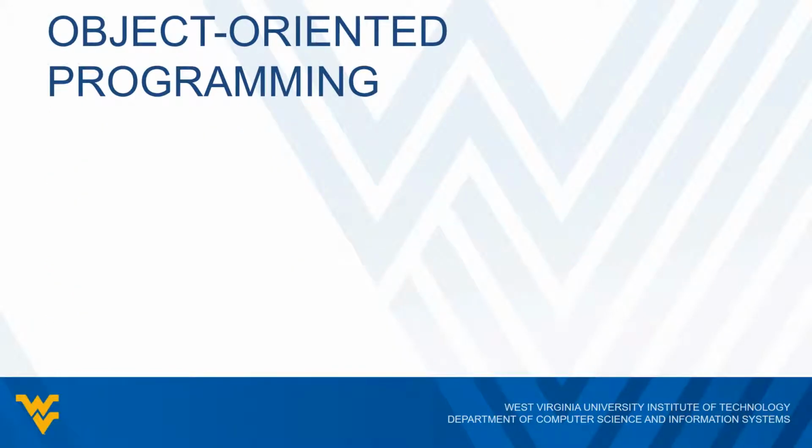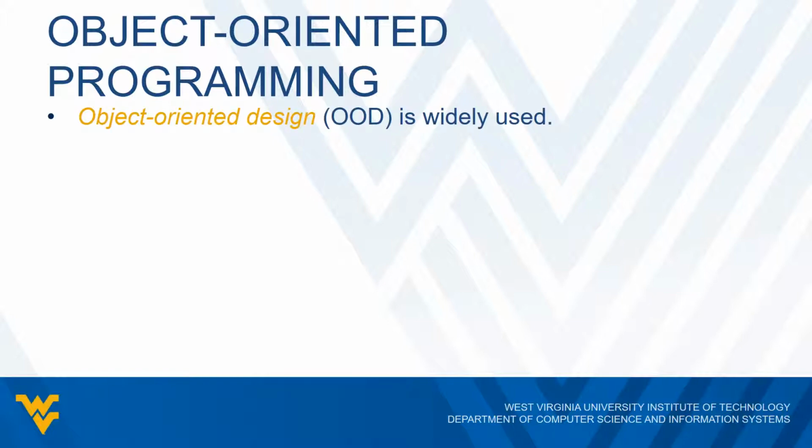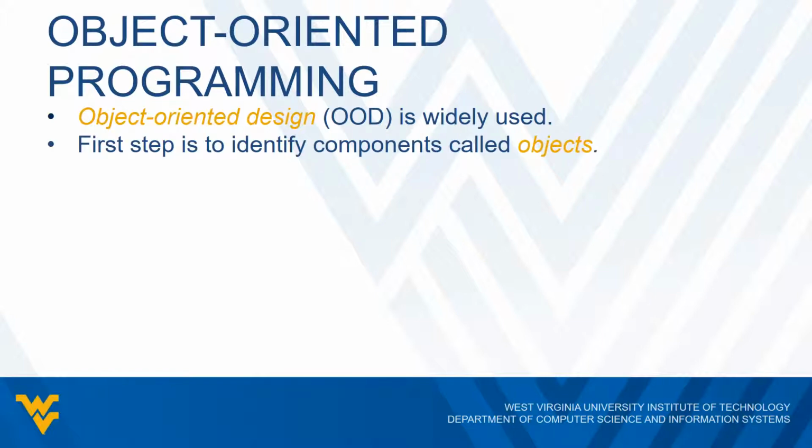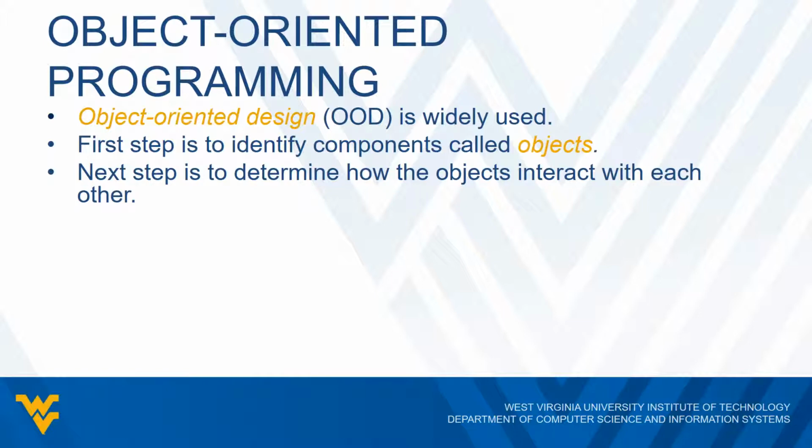Now, object-oriented programming is a very different approach. This is actually a very widely used approach, especially with modern programming. So the first thing we need to do with object-oriented programming is identify the components of our program. And we call these components objects. And then we need to figure out how these objects interact with each other.